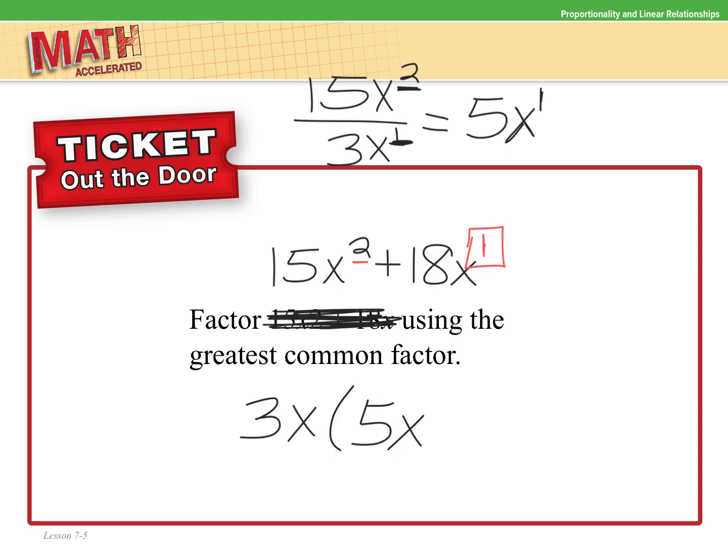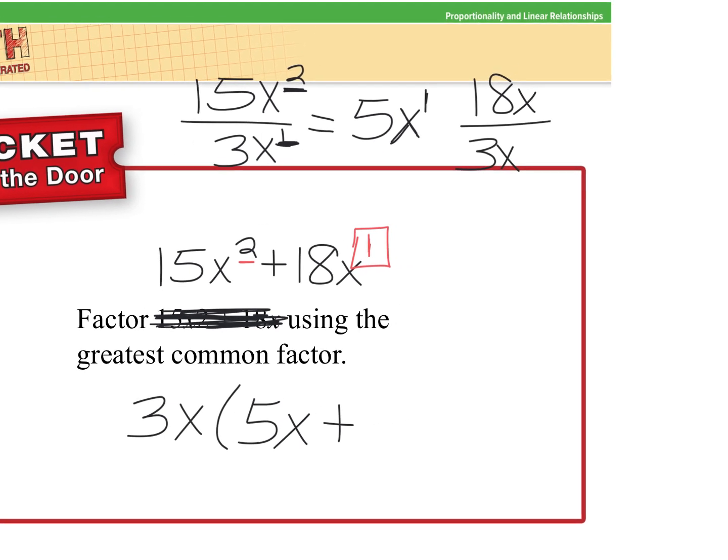Now we've got to do the same thing for 18x. 18x divided by 3x. Numbers first. 18 divided by 3? 6. What number is on our exponents right now? 1. What do we do with the exponents? Subtract. 1 minus 1? 0. So we're not left with any x.